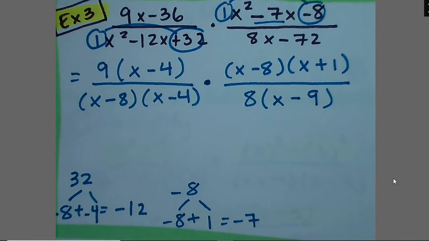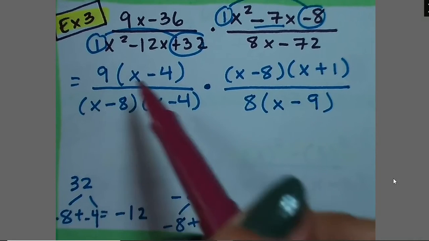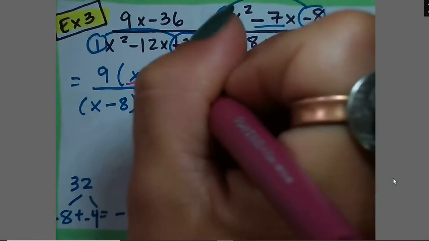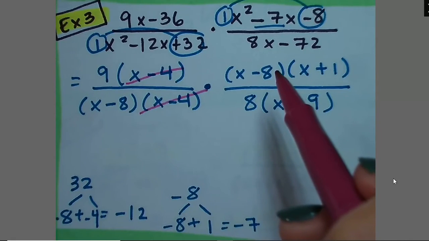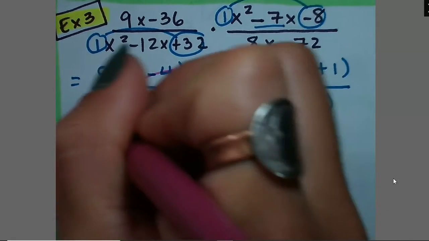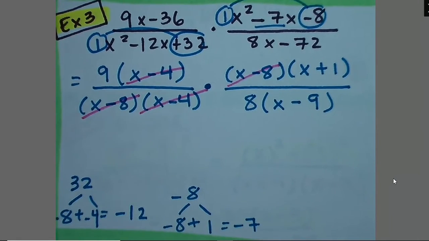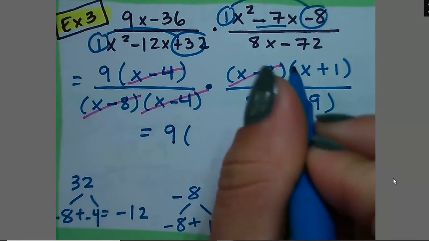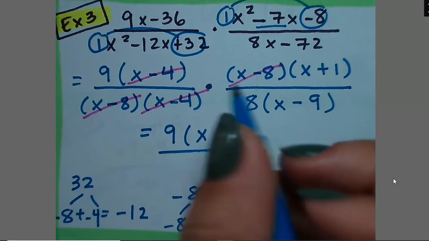Okay, so now that we have everything simplified, we can start crossing some things out. Okay, so here we have a 9 on the top, but there's no 9 by itself on the bottom here, so we can't cancel out that 9. We have an x minus 4 on top and bottom here. We have an x minus 8 on the bottom here and an x minus 8 on top here, so these are going to cancel out. And there's no x plus 1, there's no x minus 9. So now what we're going to do is just multiply straight across. It's going to be 9 times x plus 1 divided by 8 times x minus 9.